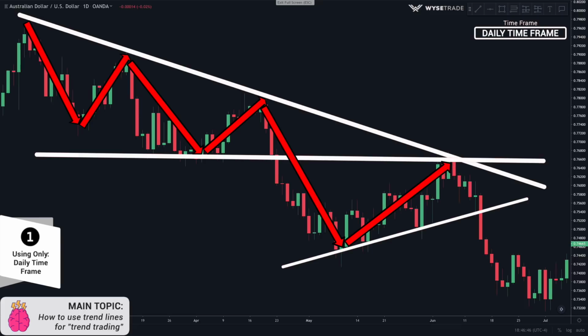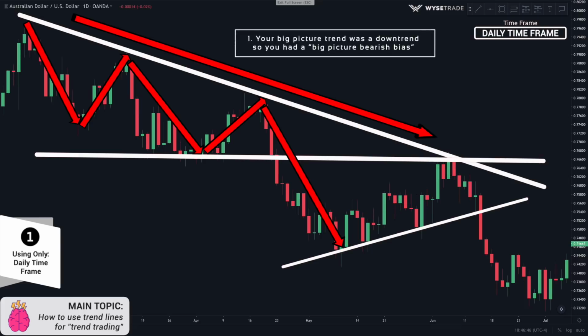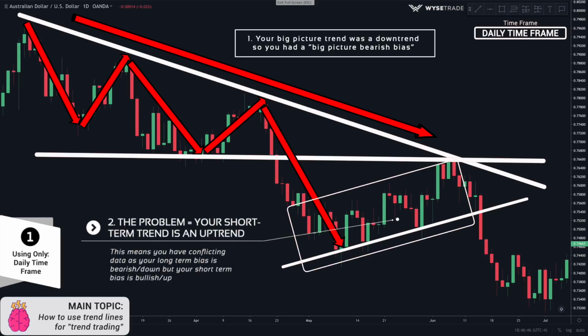First, your big picture trend was a downtrend, so you had a big picture bearish bias. The problem is your short-term trend was an uptrend, meaning price is currently moving with bullish momentum and can easily break right through your long-term trend line. This is why we needed to wait and see if we could get bearish price action to occur inside of this short-term uptrend, so that the short-term trend would be bearish to match the long-term bearish trend.